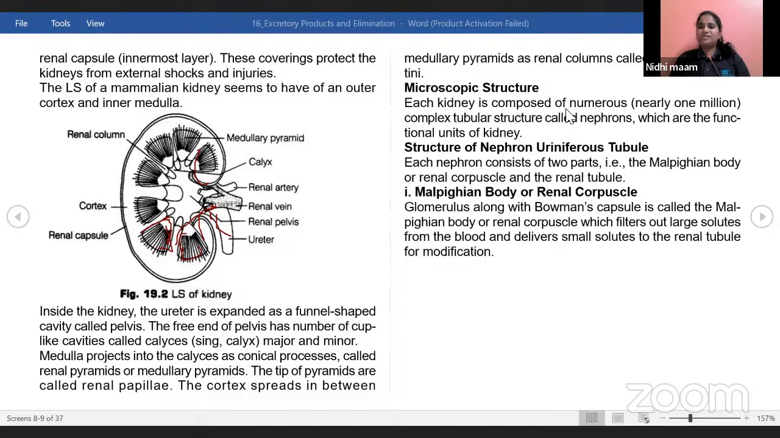Next, microscopic structure ಅನ್ನ ನೋಡಿದಾಗ each kidney is composed of numerous cells which are called as nephrons. Okay, the cells of kidneys are called nephrons. The cells of brain are called neurons. Neuron is different. Nephron is different. ಇಲ್ಲಿ ಬರೋದು the main concept. Structure of nephron. That is uriniferous tubule ಅಂತ. Nephron ಯಾವ ರೀತಿ ಇರುತ್ತೆ ಅಂತ. Each cell ಯಾವ ರೀತಿ ಇರುತ್ತೆ.